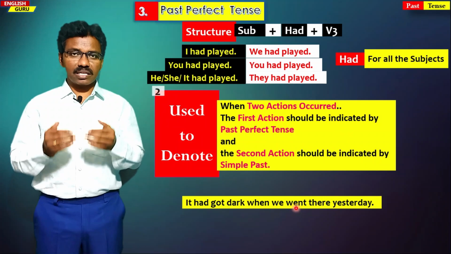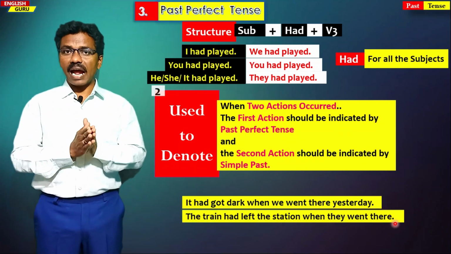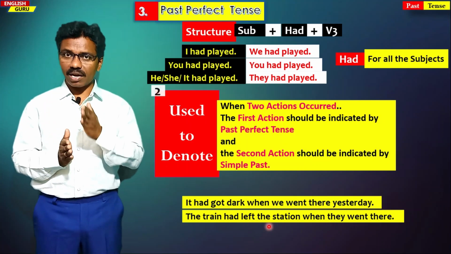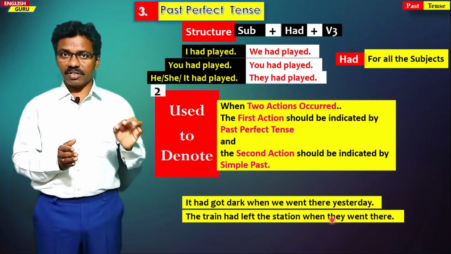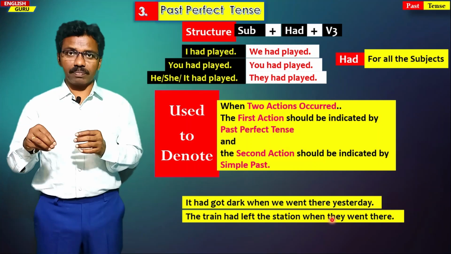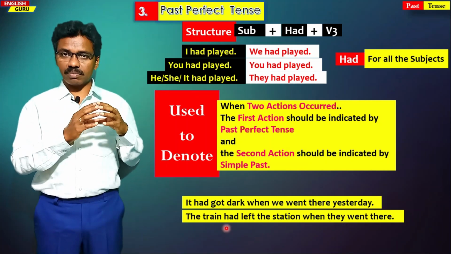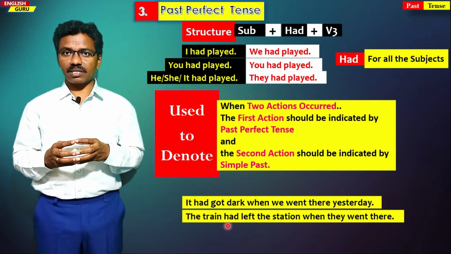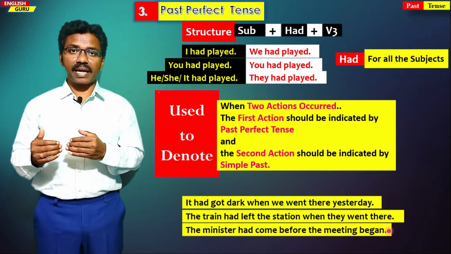In a similar manner, the train had left when we reached the station. So here, had left. Before they came to the station, the train had already left. So the train leaving happened first, and after that only they came. That's the reason the train had left is written in past perfect tense, and they came is written in simple past tense. In a similar manner, the minister had come before the meeting began.